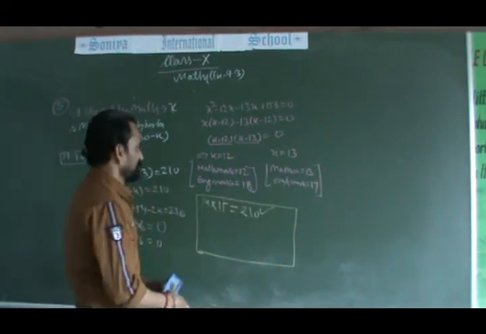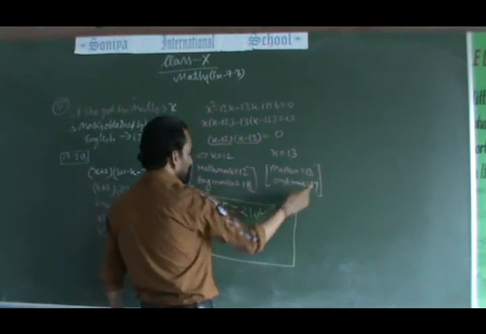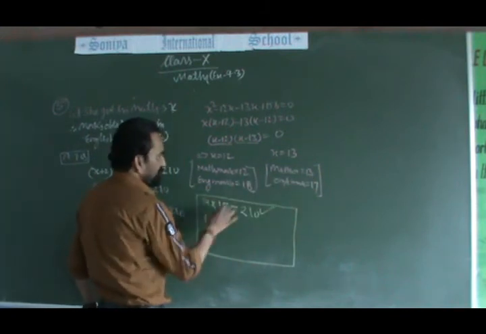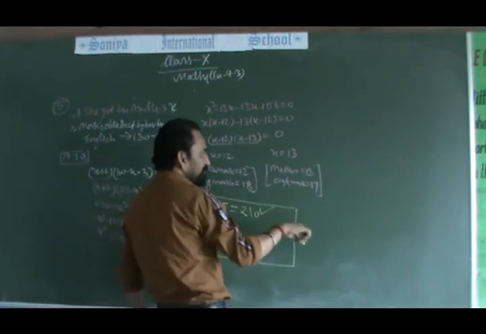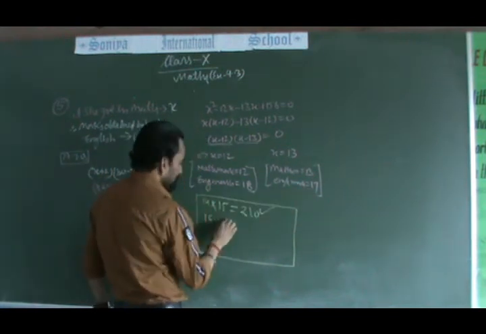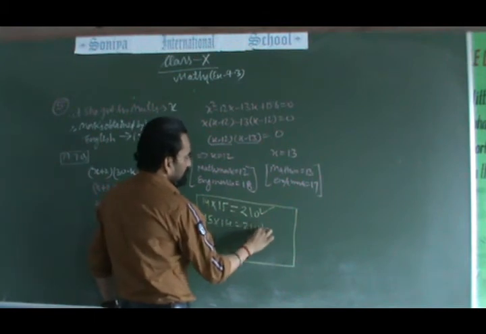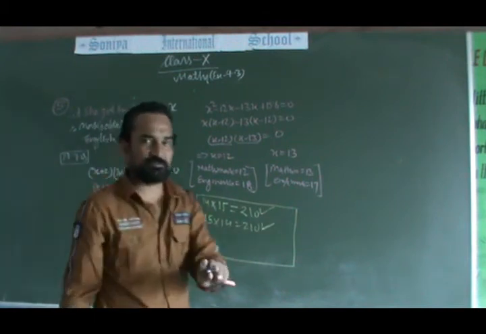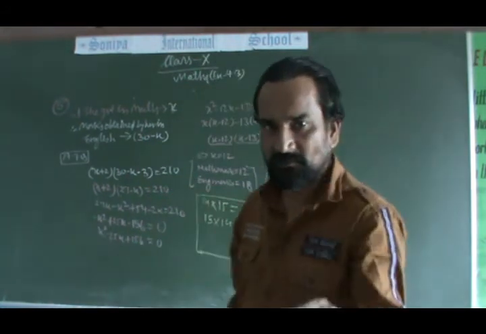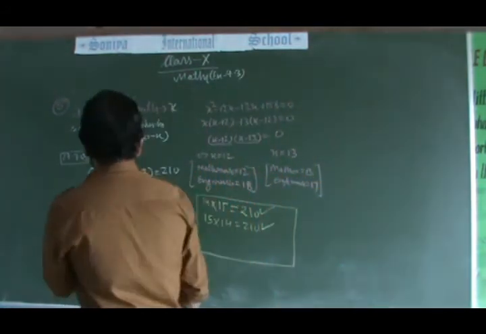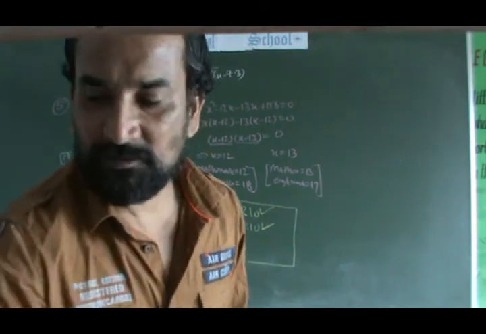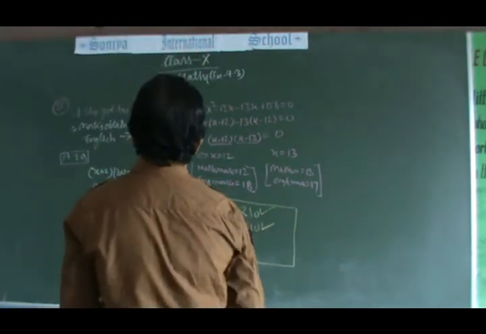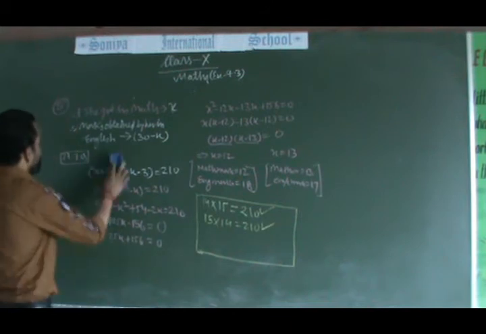Come to this case. If she got 2 more marks in mathematics, what was the marks in mathematics? 13 plus 2, 15. And 3 less marks in English, 17 minus 3, 14. Again you get 210. So this question has 2 answers. First one 12 and 18, and second one 13 and 17. Now we will solve one more word problem of this exercise.